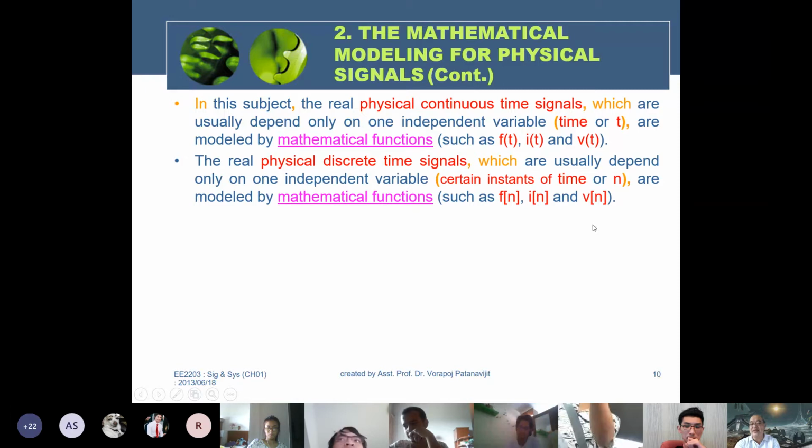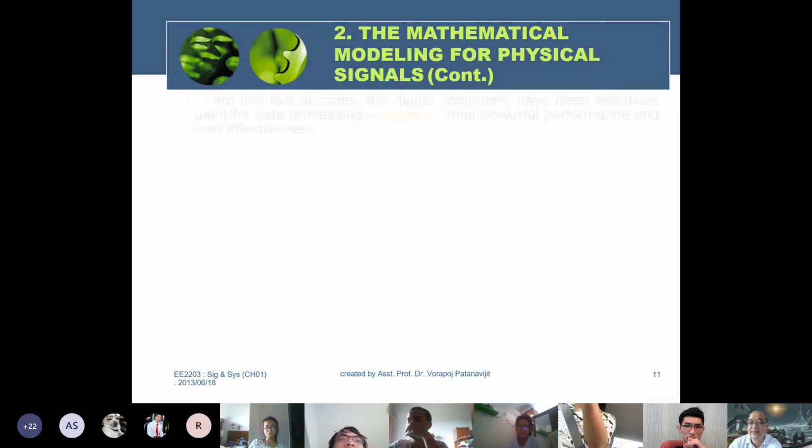The real physical discrete time signal is the same, but the time in this case is discrete time. We use n. The n must be an integer instead. The t may be any value: positive, negative, a floating number.